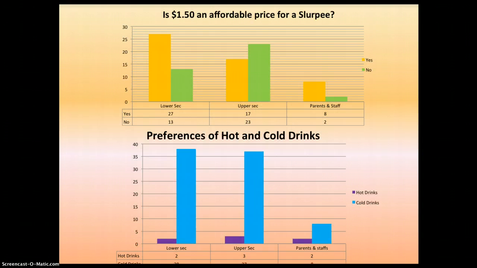This graph represents the data of the question: is $1.50 an affordable price for a Slurpee? The yellow represents yes and the green represents no. The second graph represents the data of the preferences of hot and cold drinks. The purple represents hot drinks and the blue represents cold drinks.